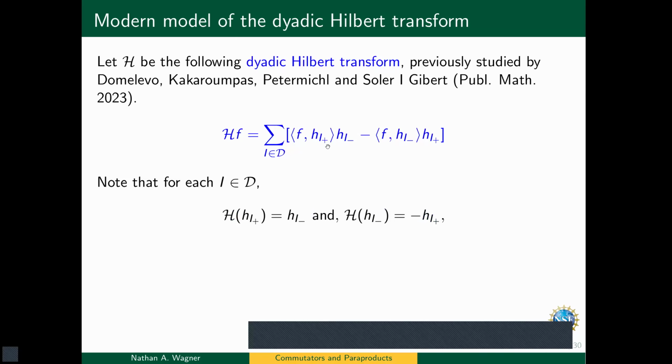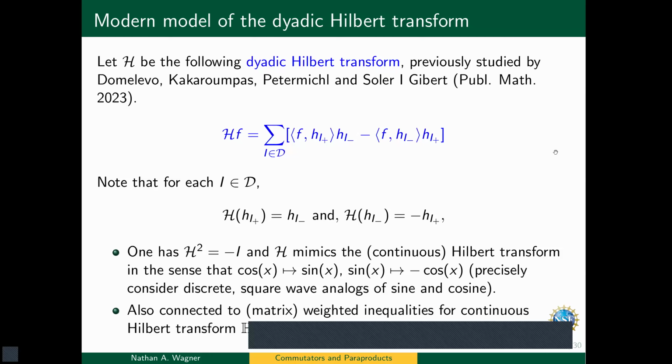And you notice that it's characterized by its action on Haar functions h_I. So here h_I is just the Haar function or Haar wavelet on I. And we see that H of h_I plus maps to the Haar function h_I minus, so that it maps I plus to its dyadic sibling, the Haar function of its dyadic sibling, and it maps h_I minus to minus h_I plus. So a compact way of writing that would be H of h_I is equal to the sign of I times h_I sibling. And this operator is a good model for several different reasons for the continuous Hilbert transform.